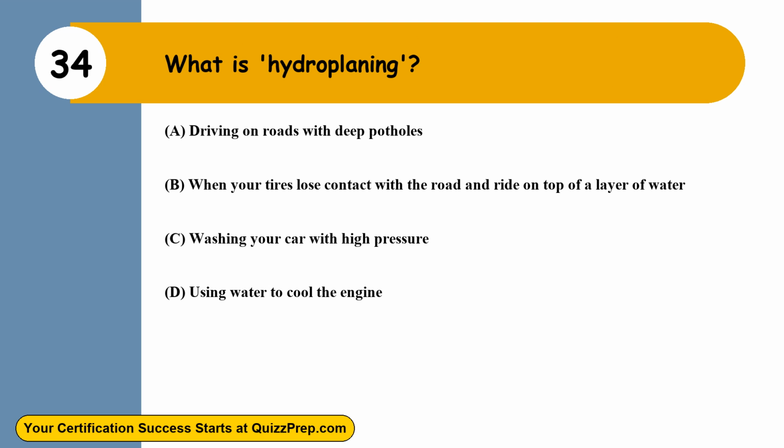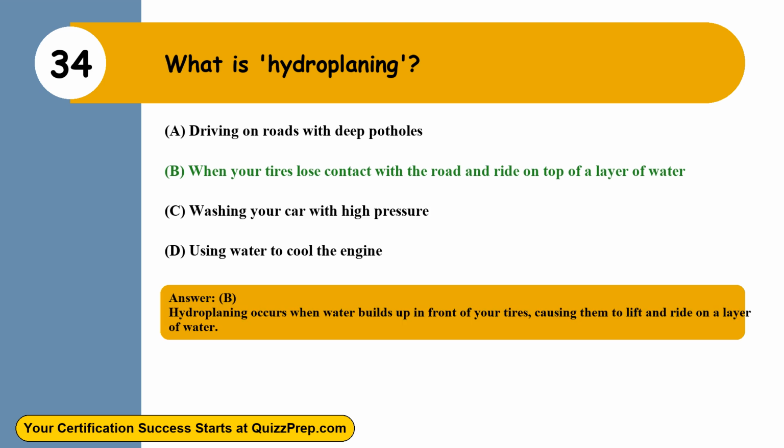Question 34. What is hydroplaning? Option A, driving on roads with deep potholes. Option B, when your tires lose contact with the road and ride on top of a layer of water. Option C, washing your car with high pressure. Option D, using water to cool the engine. The correct answer is option B, when your tires lose contact with the road and ride on top of a layer of water. Hydroplaning occurs when water builds up in front of your tires, causing them to lift and ride on a layer of water.